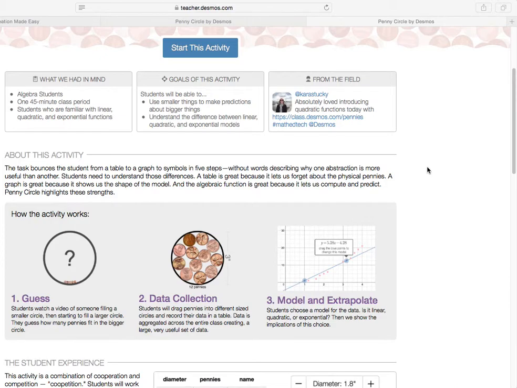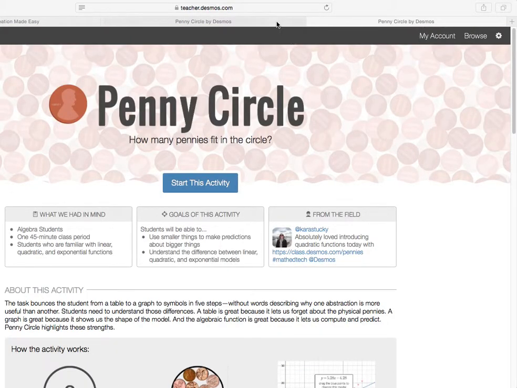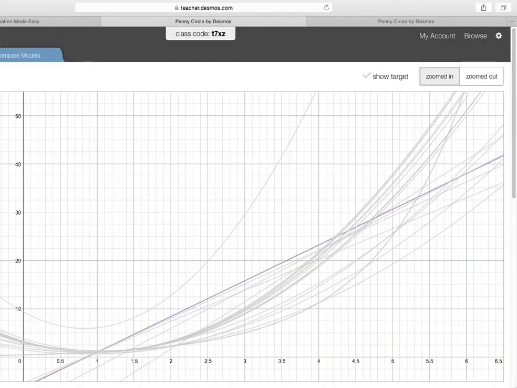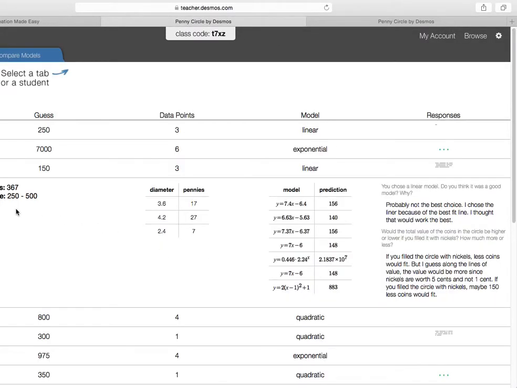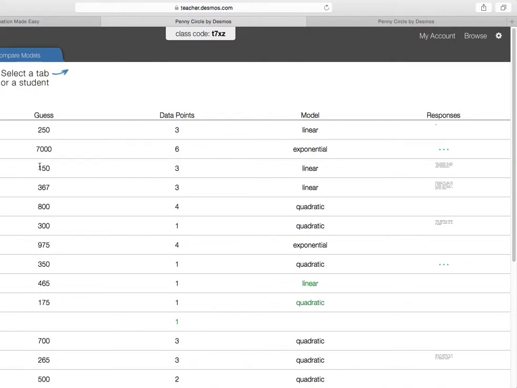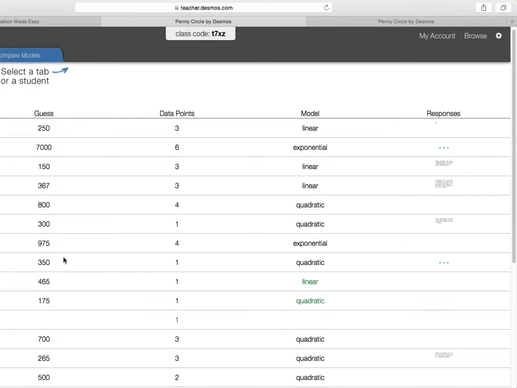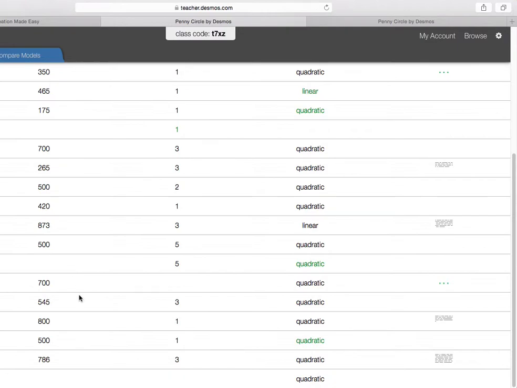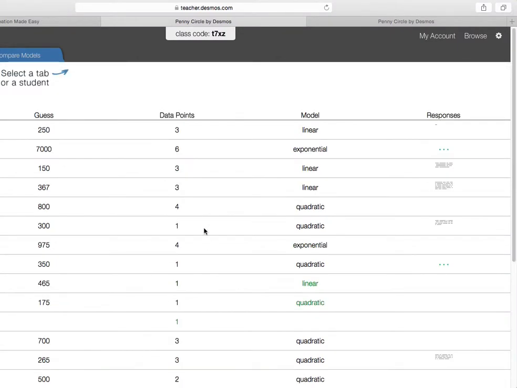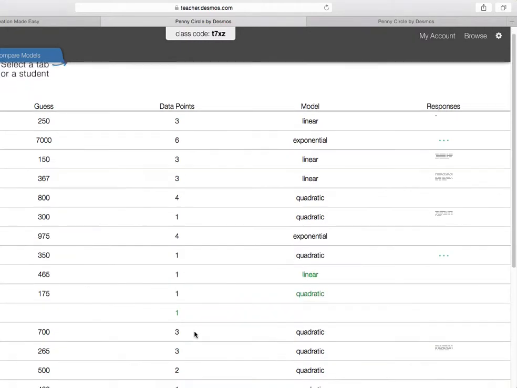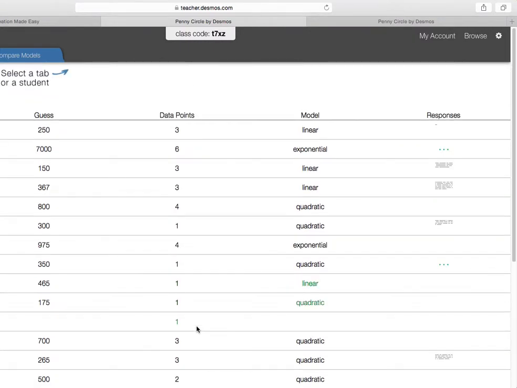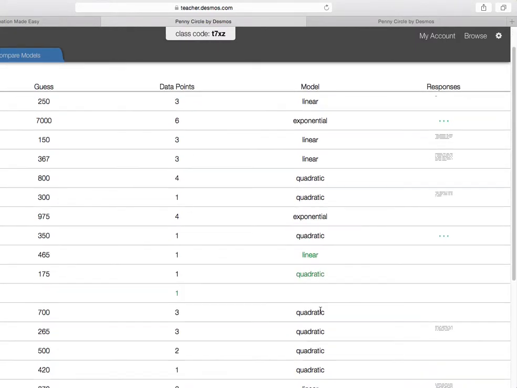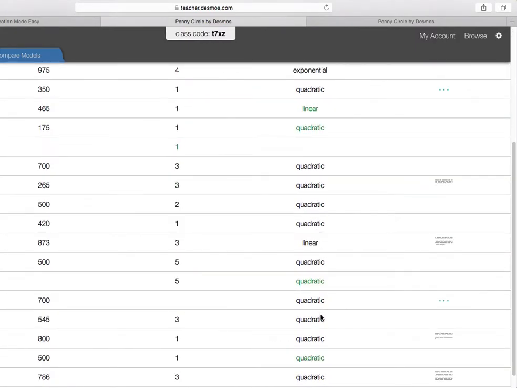So what we're going to see here is when I click on the data from what I had done with my students, I can see each of the students' original guess of the number of pennies that will fit inside the larger circle. Then I can also see the number of data points that they had each collected. And finally, I can go ahead and see the model that they ended up choosing that would best fit this set of data.